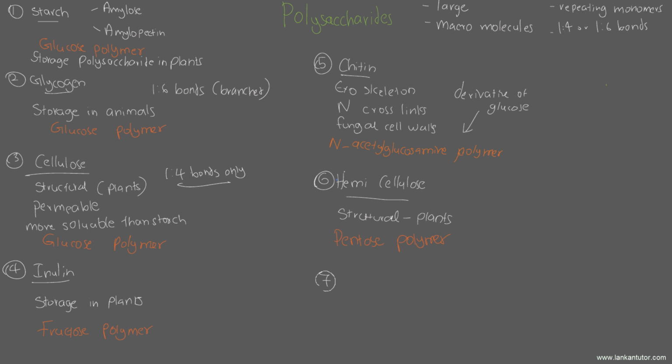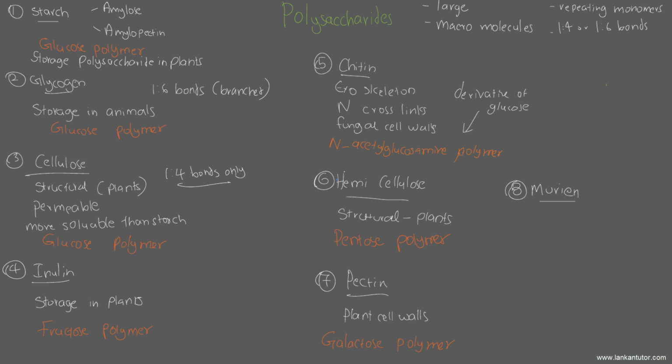So the 8th polysaccharide is pectin, and it is a structural polysaccharide present in plants. And the monomers here are galactose. And then we move on to murein, which is present in bacterial cell walls, and it is cross-linked with amino acids. So let's divide the polysaccharides we got.